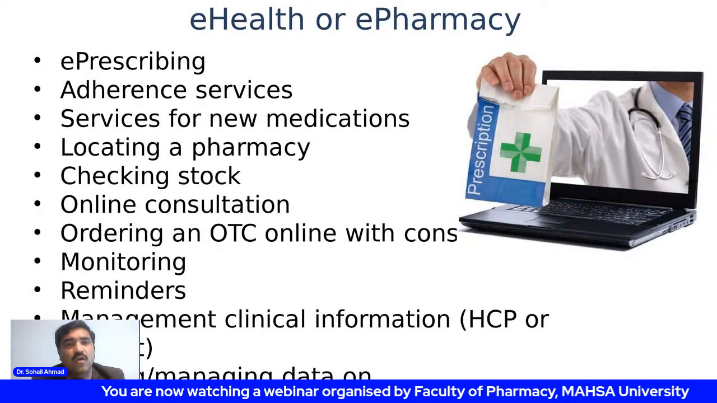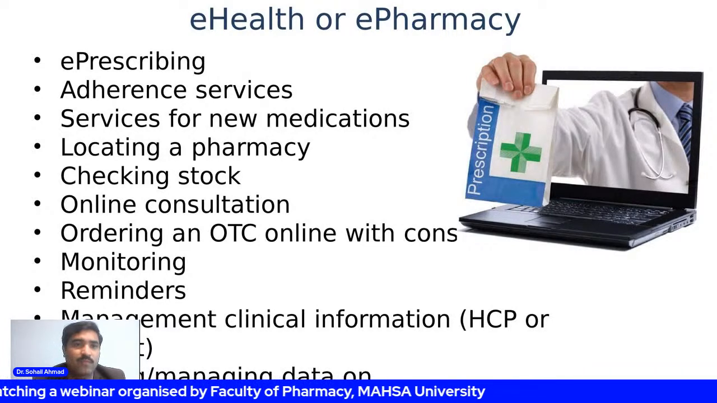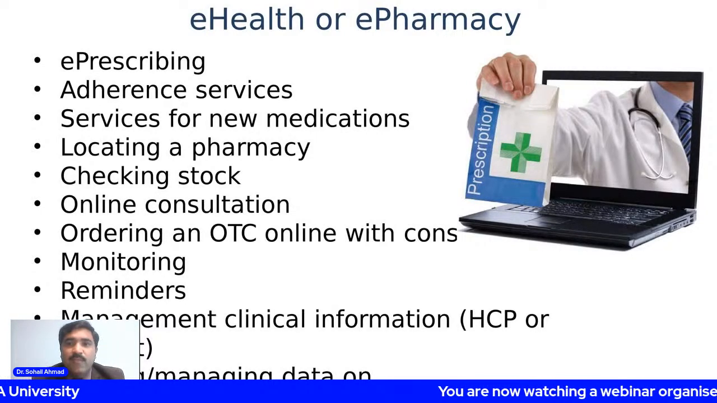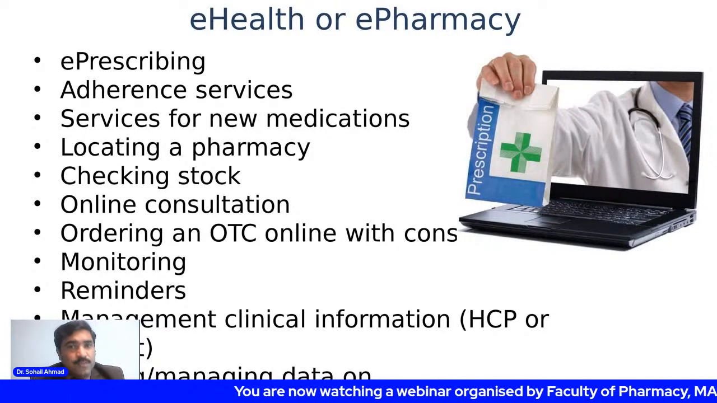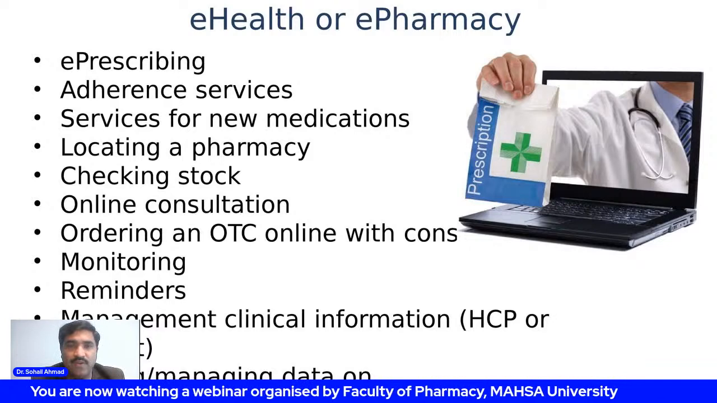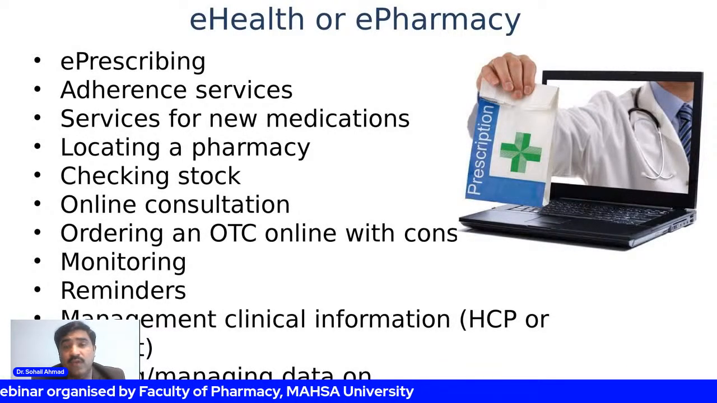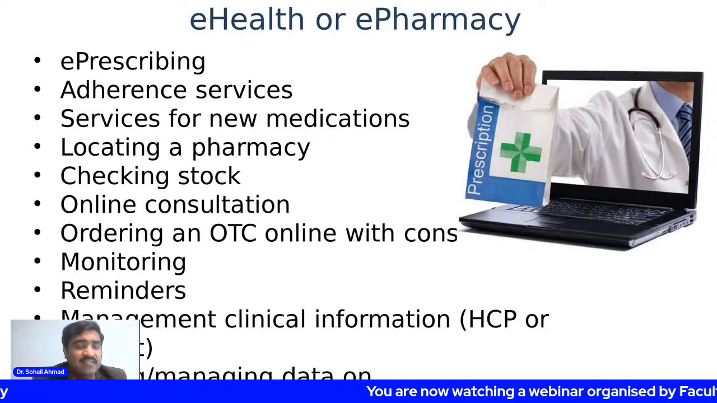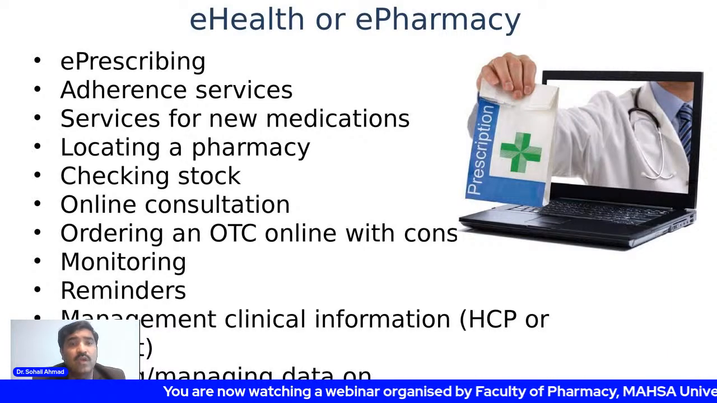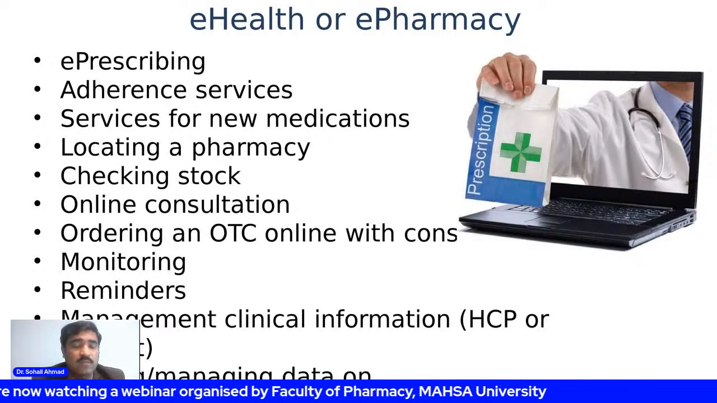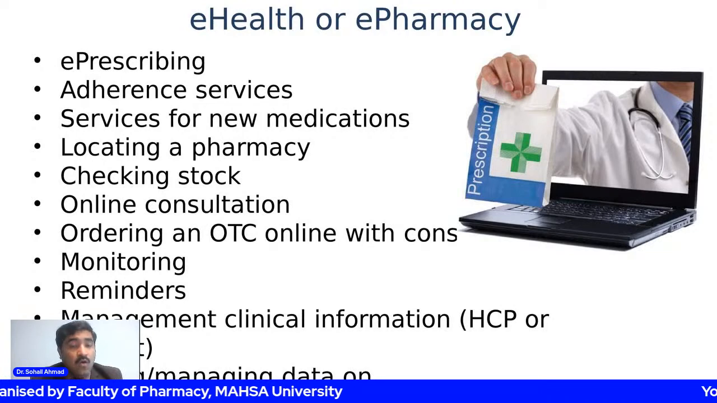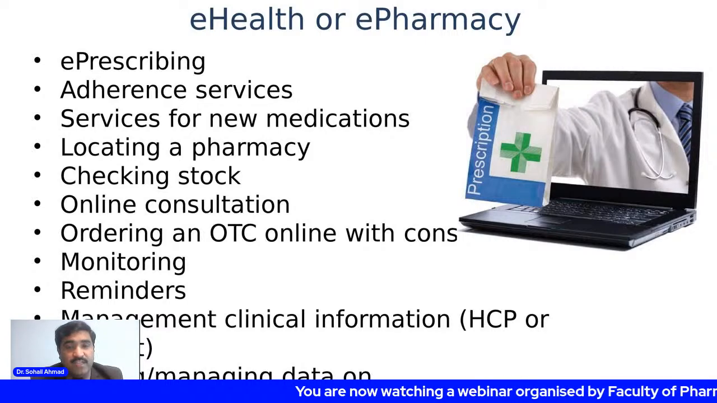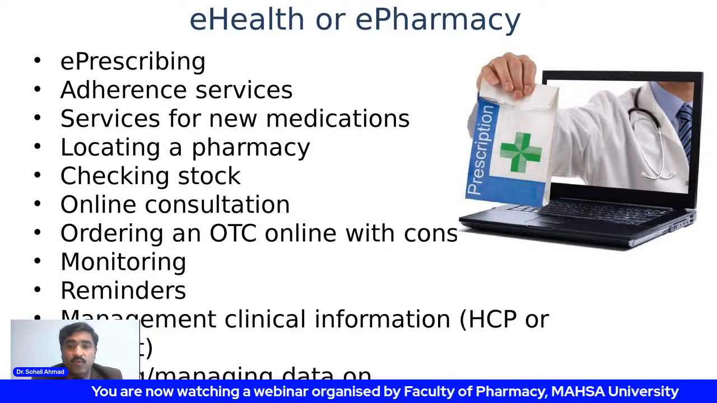And then the list of services may vary from region to region. It may include e-prescribing, and with the use of e-prescribing, prescription related errors have been reduced significantly. Adherence services, where the patient may use a sort of reminding system, services for new medication, locating a pharmacy, checking stock. This is for the pharmacists in the hospital and even in the pharmacy. Online consultation, ordering and OTC online, monitoring, reminders, management, and clinical information between healthcare providers.